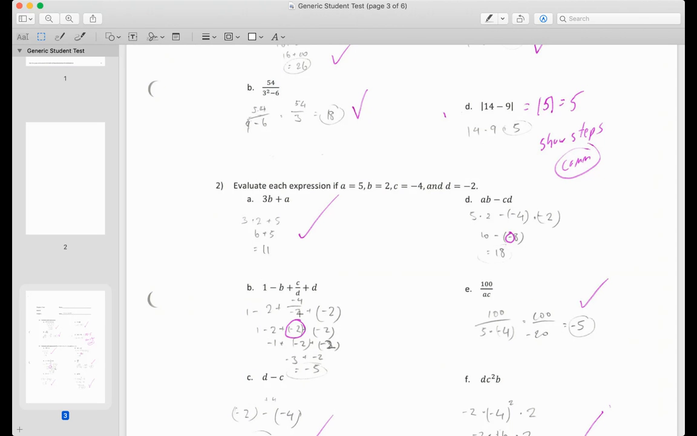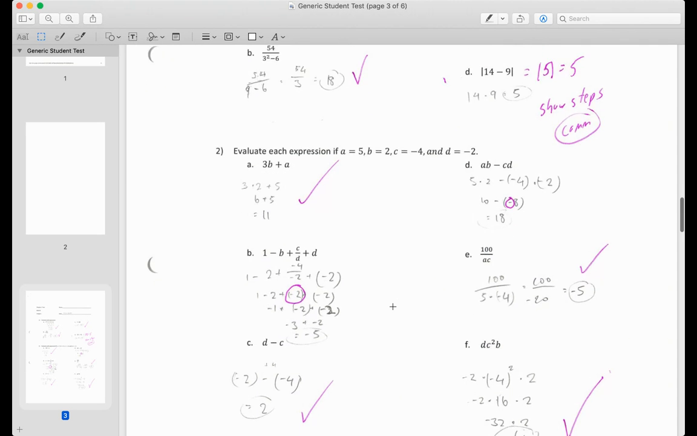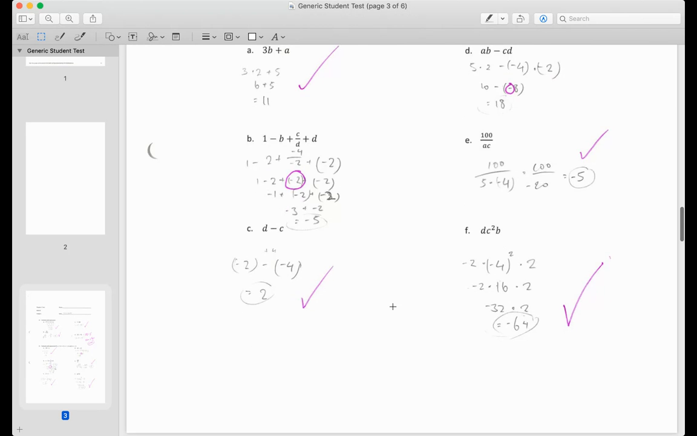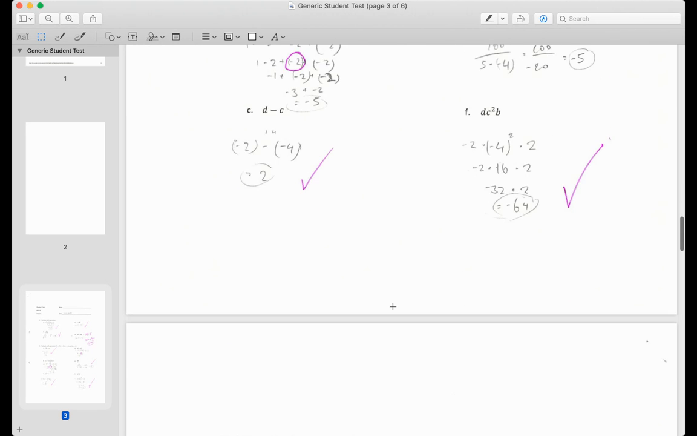Same with here. This person did a negative divided by a negative and got a negative when it should be a positive. So you can see why this particular person needs to work on adding and subtracting integers, as there are several of you that need to do that.